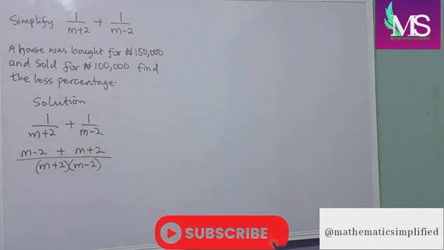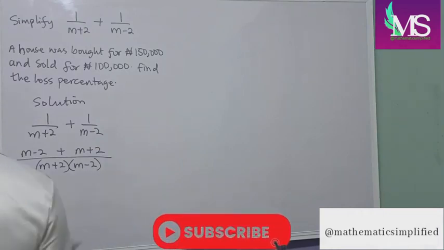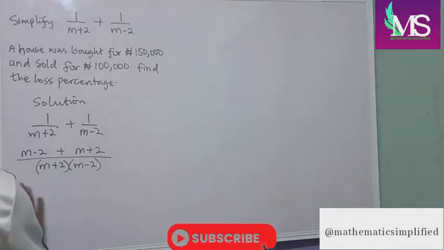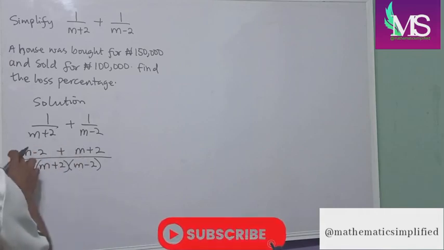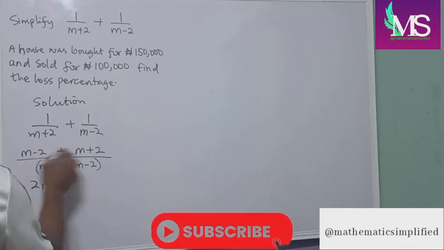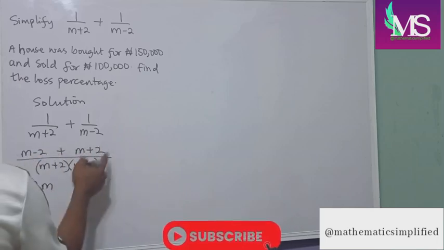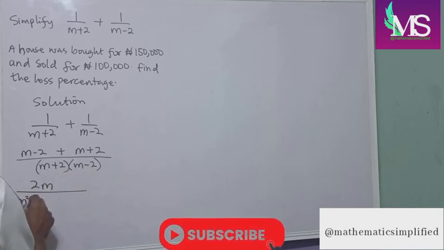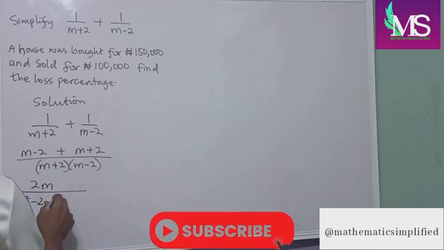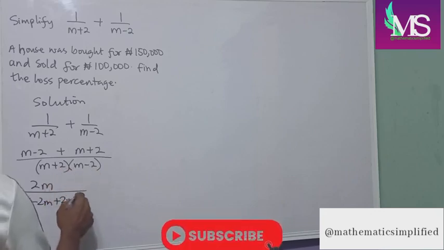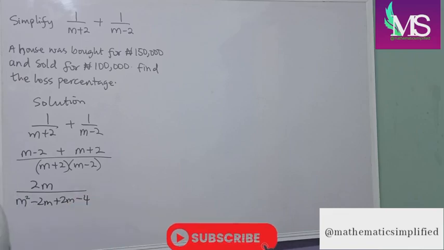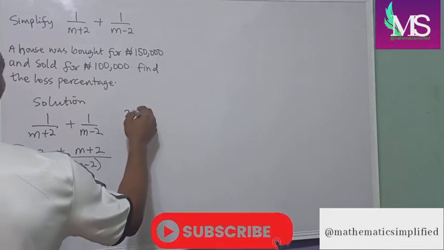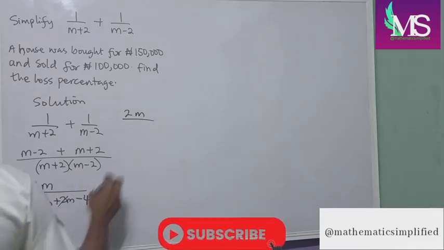If we have this, we are going to expand our denominator. Let's work on our numerator first. m plus m will give us 2m, and the minus 2 and plus 2 will cancel. So our numerator will give us 2m. The denominator will give us m squared minus 2m plus 2m minus 4.